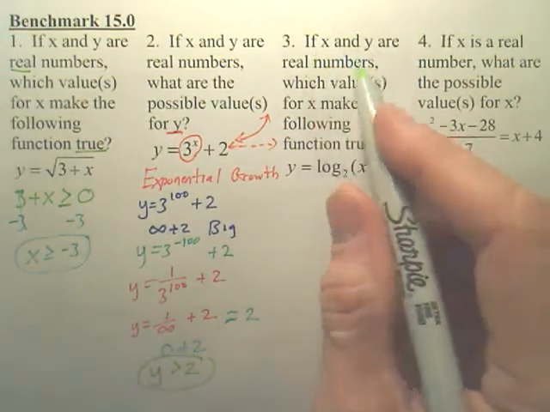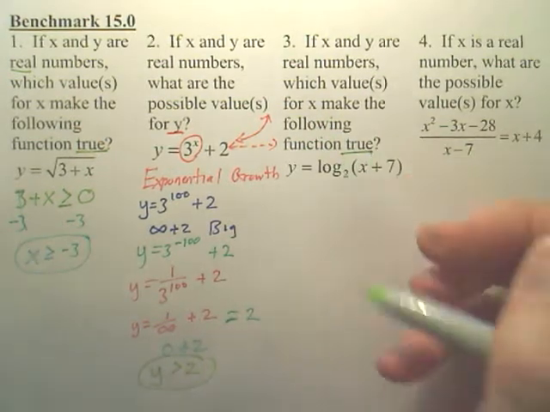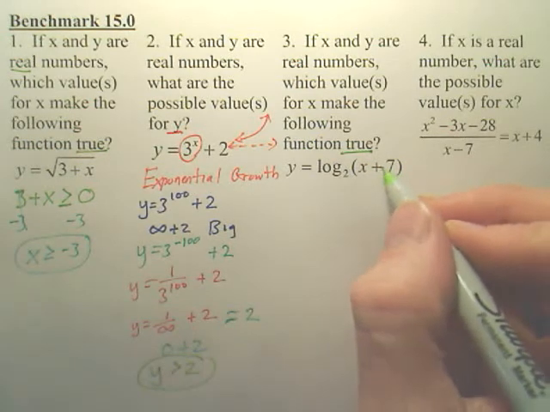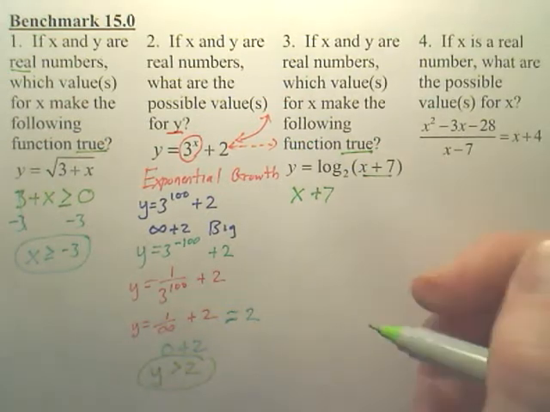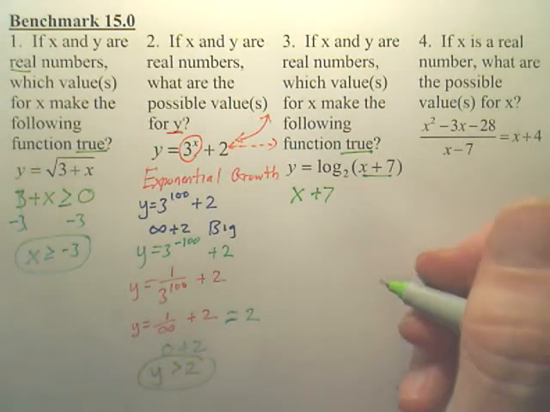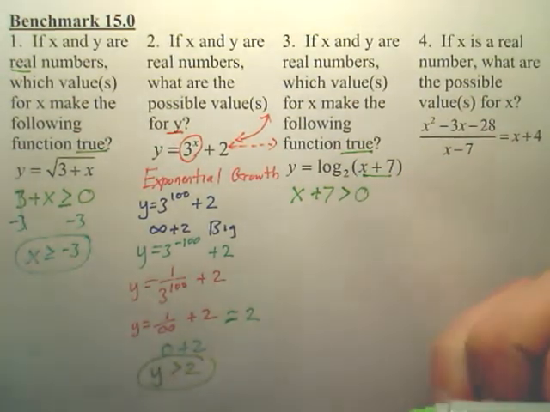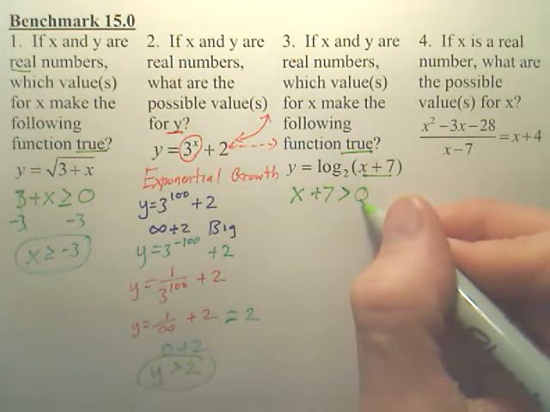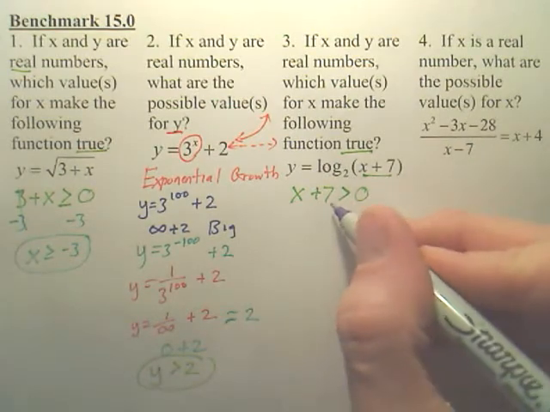Next one. If x and y are real numbers, which value or values of x make the following function true? What you've got to remember is logs. What can you not plug into a log? You cannot plug in a negative. So this x plus 7 has to be positive for it to be true. Positive means it's greater than 0. Is it greater than, or greater than or equal to? It's greater than, because can you put a 0 in a log? No, so that's just greater than.